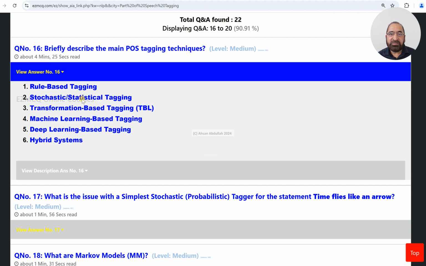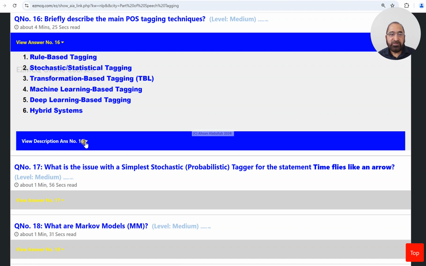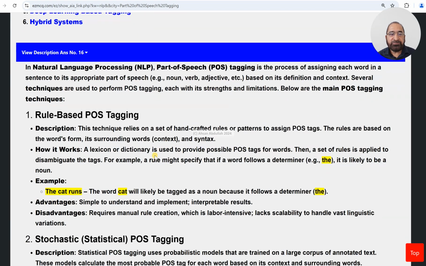Then there are stochastic and statistical tagging techniques, which look at the numbers, their probabilities and occurrences, the frequency of the words. Based upon those frequencies, it is determined what should be the tag of this word. Then there are transformation-based tagging, machine learning, where we train the model showing different training data, and deep learning based tagging where those parameters are set by the machine itself, and the hybrid systems. So let's go over them very briefly.